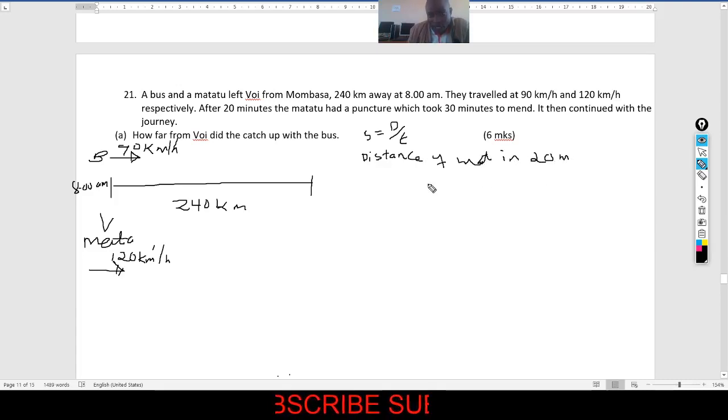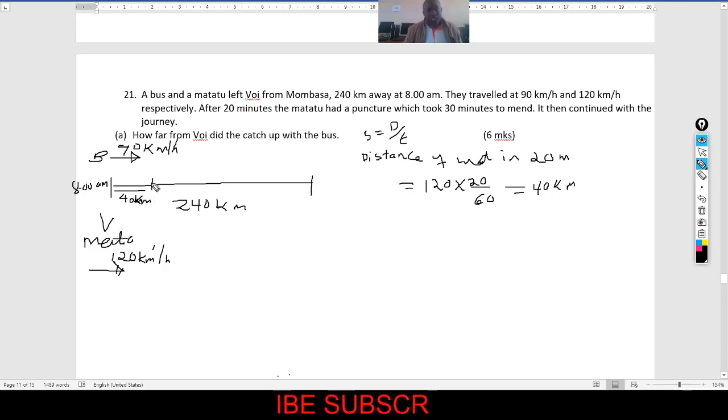will be equal to the speed of the matatu, 120, times the time, which is 20. Remember, we're doing kilometers per hour, so you change to per hour by dividing by 60. When you multiply that, you get the distance to be 40 kilometers. So the matatu went 40 kilometers and got a puncture there.